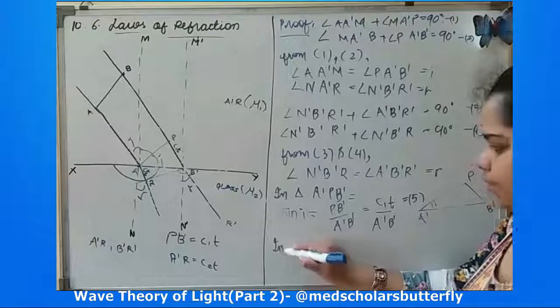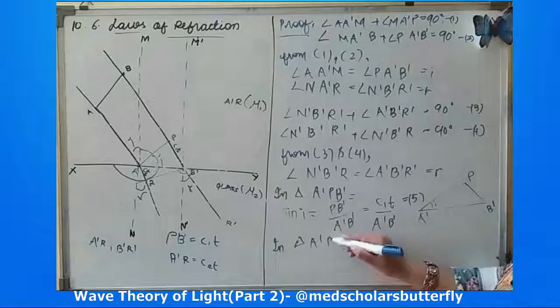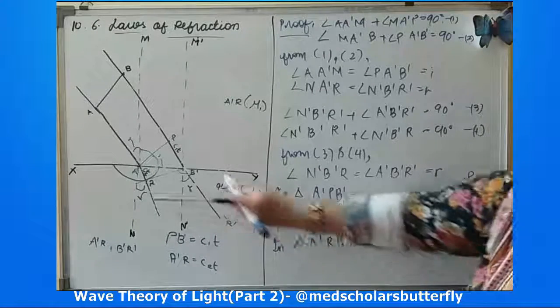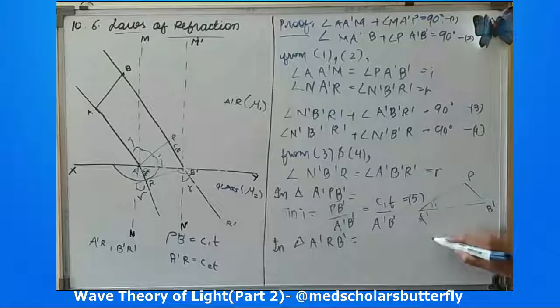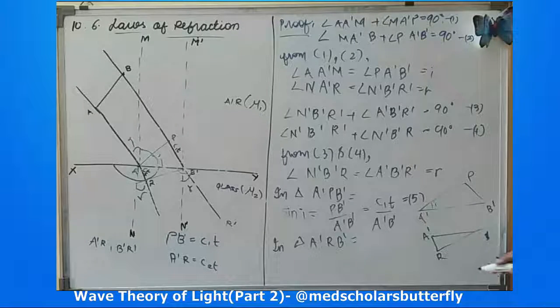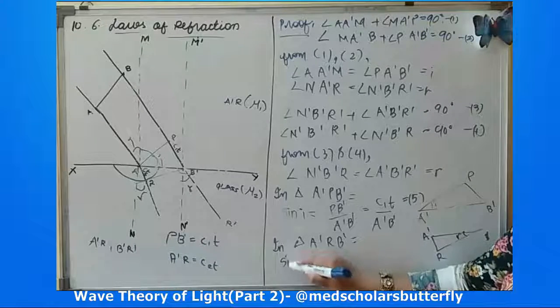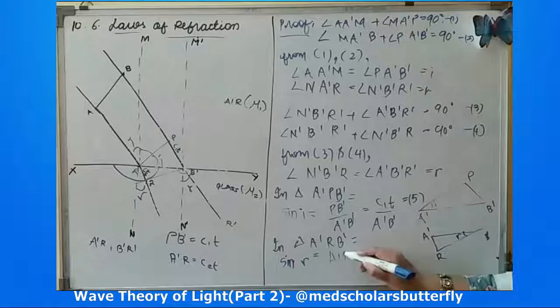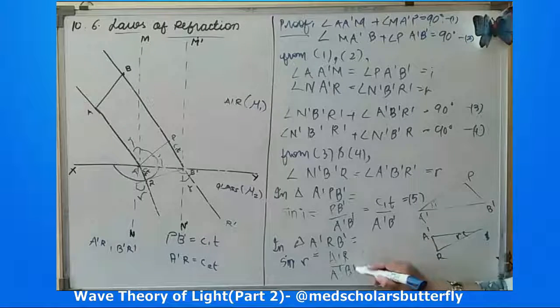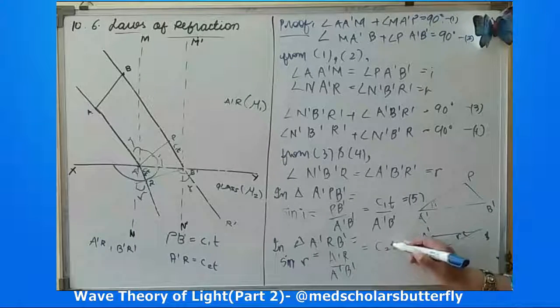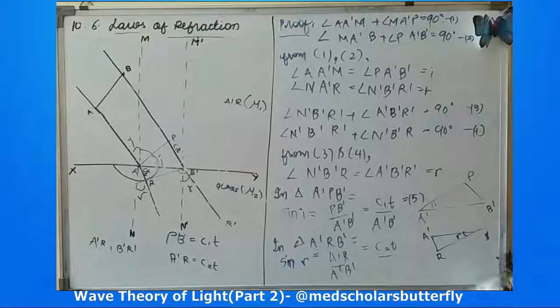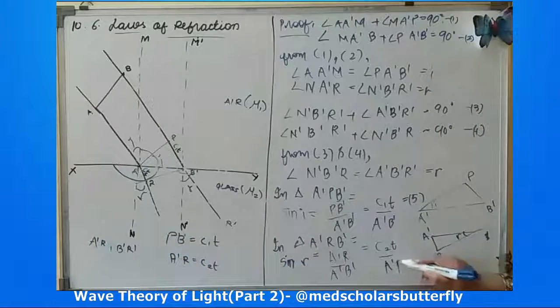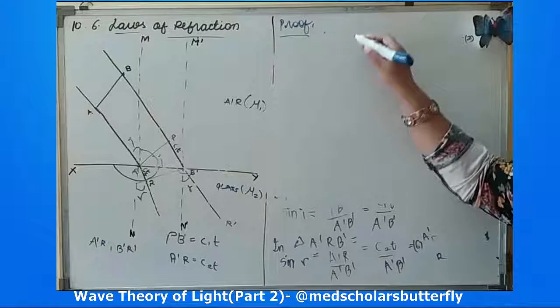Then in triangle A dash R B dash, it is nothing but R here. So what would be sin R? It will be A dash R upon A dash B dash. What is A dash R? C2T. And this is A dash B dash. Equation number 6.